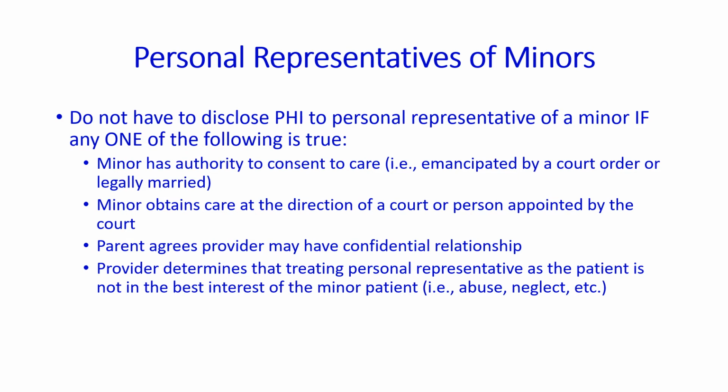For instance, if a provider suspects the patient is the object of abuse or neglect, the provider may opt not to disclose PHI to that personal representative and may call authorities instead. This decision and the reasoning behind it must be well documented in the medical record. Reports of suspected abuse or neglect should occur promptly and should always be well documented.